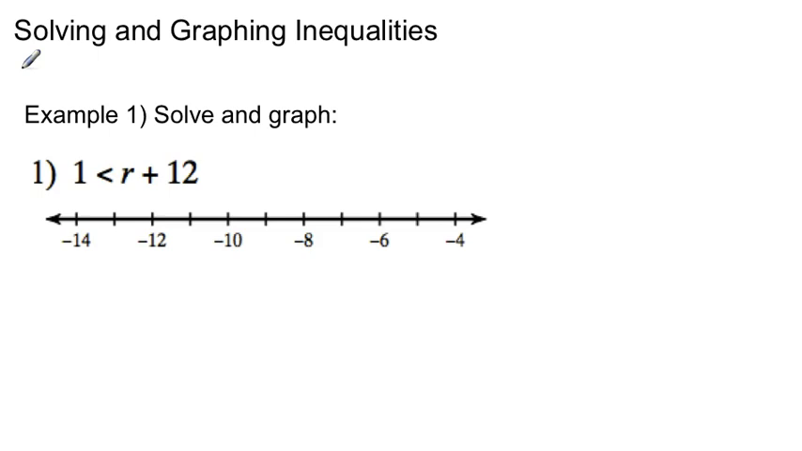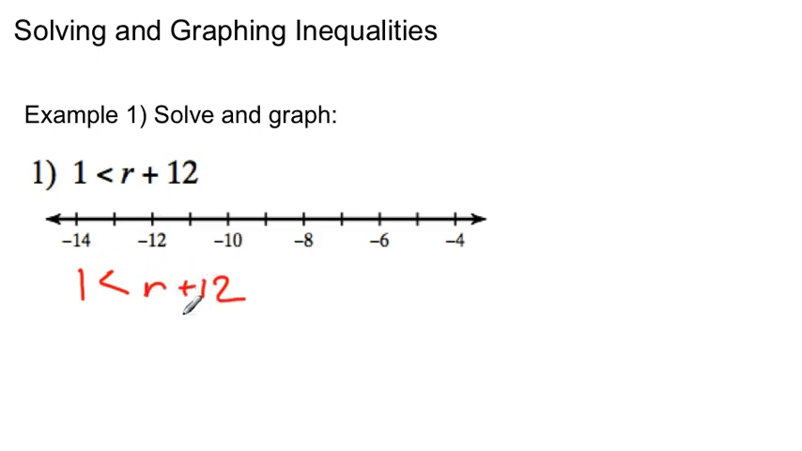So now we're going to look at 6 examples of this, ranging from easy to not so easy, so that you can see what this should look like. In our first example, a fairly easy one, I've got 1 is less than r plus 12, and I want to solve and graph. To solve means to get r by itself, so I need to isolate r.